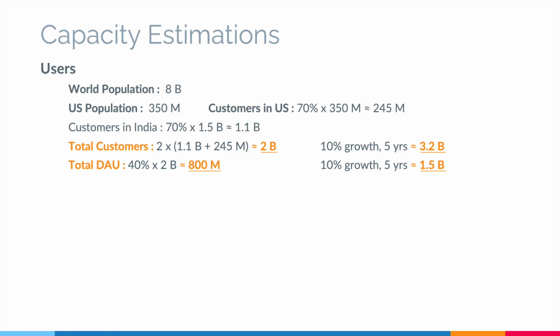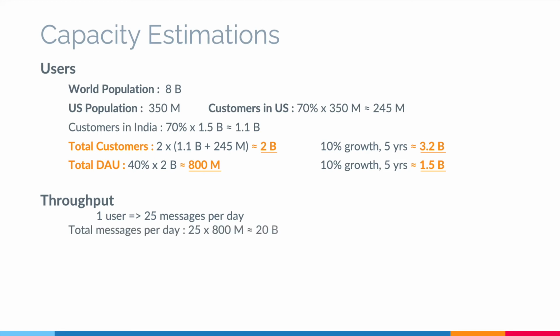Next, let's estimate the throughput that our app needs to handle. Let's assume that on average, one user sends 25 texts per day. So the total messages per day will be 25 into DAU, which comes out around 20,000 million, which can be converted to 20 billion messages per day. To convert this into seconds, we divide it by hours in a day, by minutes in an hour, by seconds in a minute. The two zeros can be cut and 36 into 24 can be approximated to 1000. So we get 200,000 requests per second.